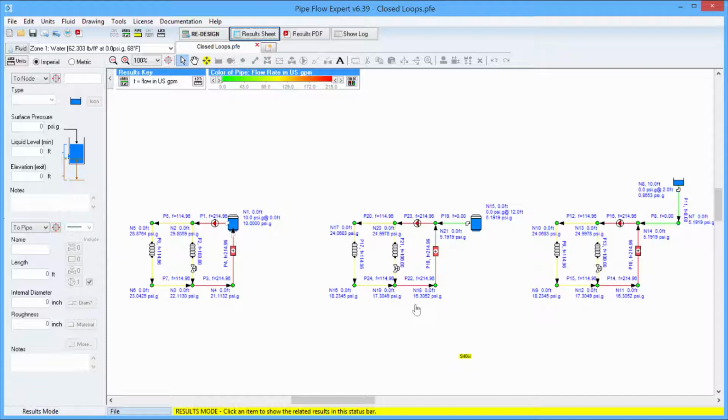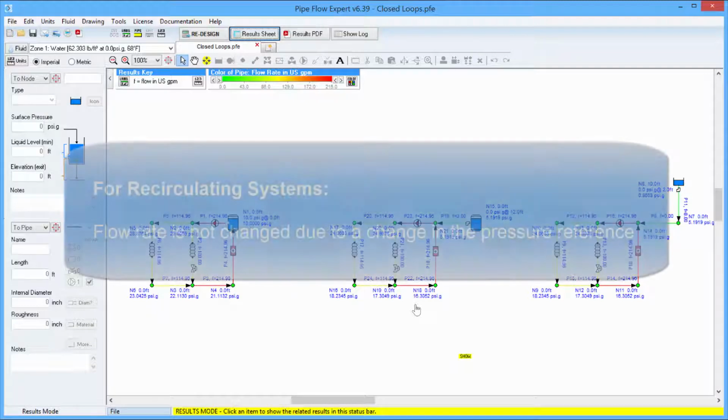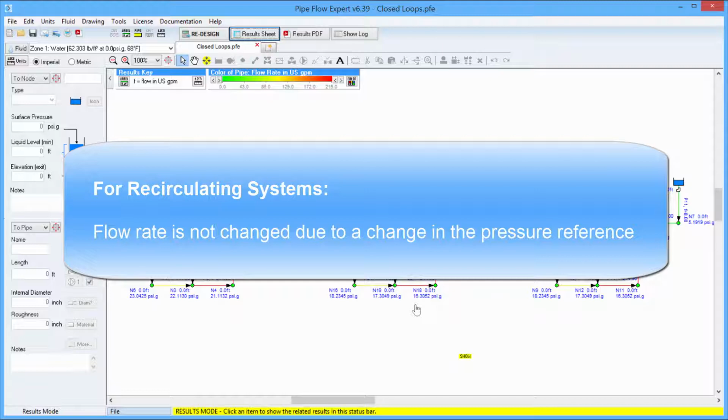The pressure reference, the tank in this case, only defines the pressure at a node within the system and does not affect the flow rate versus pressure loss balance around the system. Hence, the calculated flow rate will be the same and does not change when the pressure reference is changed.